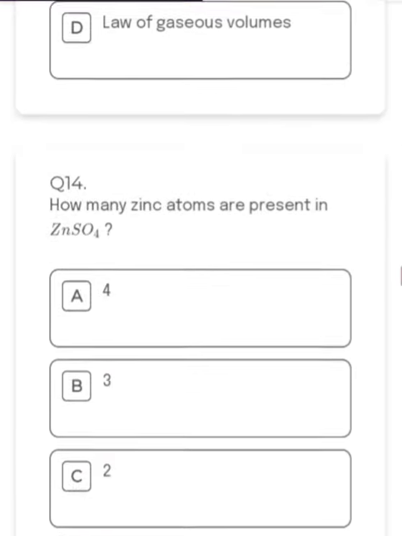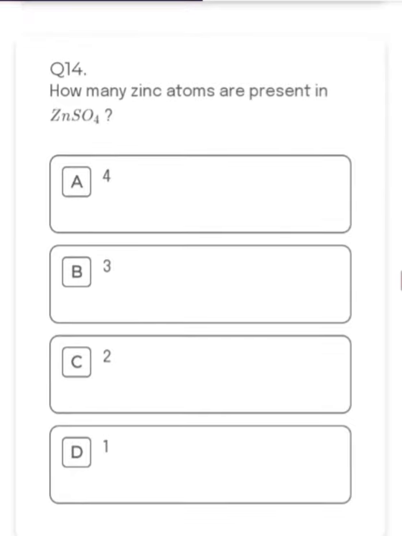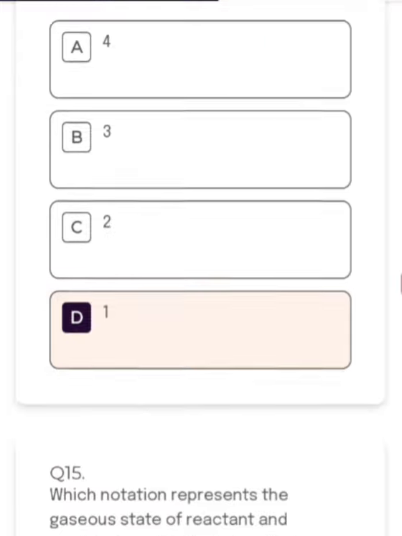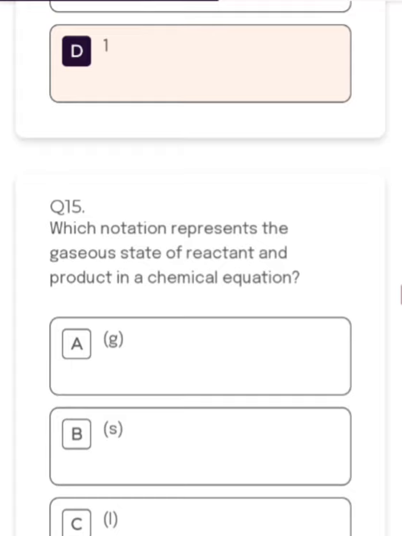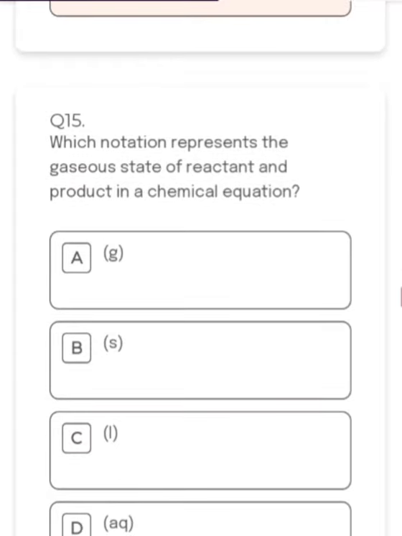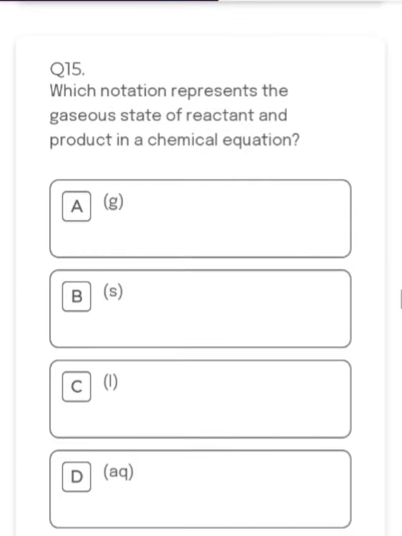Next question. How many zinc atoms are present in ZnSO4? Yes, zinc atoms present in ZnSO4 is option D, 1. So, 1 zinc atom is present in ZnSO4. Next question. Which notion represents the gaseous state of reactant and product in a chemical equation? Yes, for gaseous state we use the notion small g. So correct option is option A.